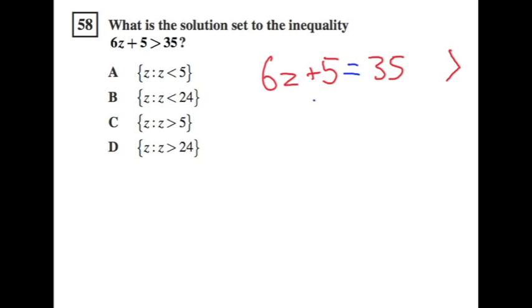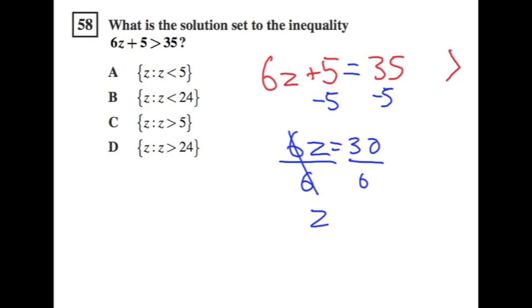So first thing I do, of course, is subtract 5 from both sides. Now I have 6z equals 30. I'm going to go ahead and divide by 6 to get z by itself. 6 goes into 30 5 times. So here we have z is equal to 5. Well, I don't see z is equal to 5, but if you remember, I replaced the greater than symbol with the equal sign, so I'm just going to put that back. Our correct answer is z is greater than 5, which means our answer is C.